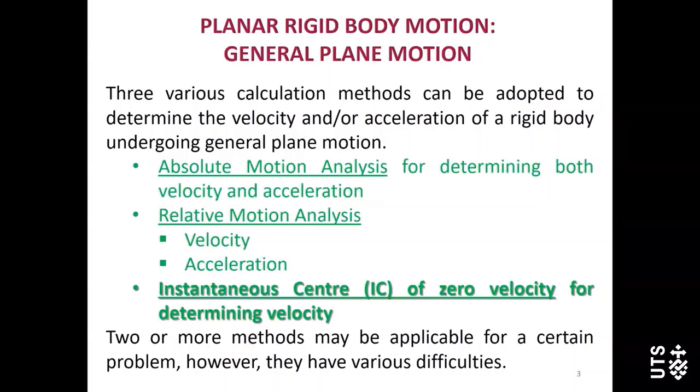Week 2, we studied relative motion analysis, and this method can also be used for both velocity and acceleration analysis. In last week, we used this method to study the analysis on velocity. In next week, we will use this method to do analysis on acceleration. The third method is instantaneous center of zero velocity. This method can only be used for determining velocity.